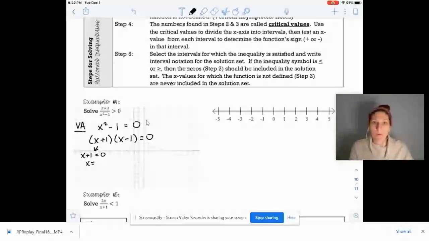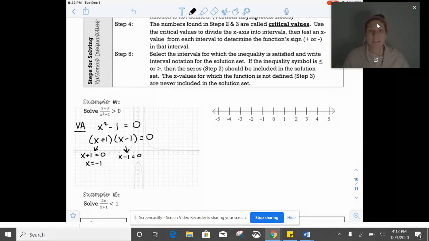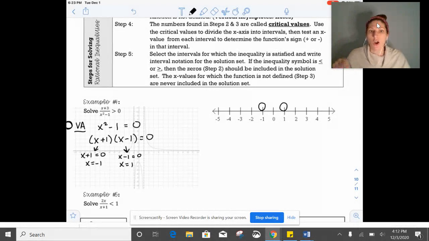And when you go and plot these on your number line, a vertical asymptote is always an open circle. So on your number line at -1 and +1, you would plot an open circle. Vertical asymptotes are always open circles, always, on every single day that ends in a y.